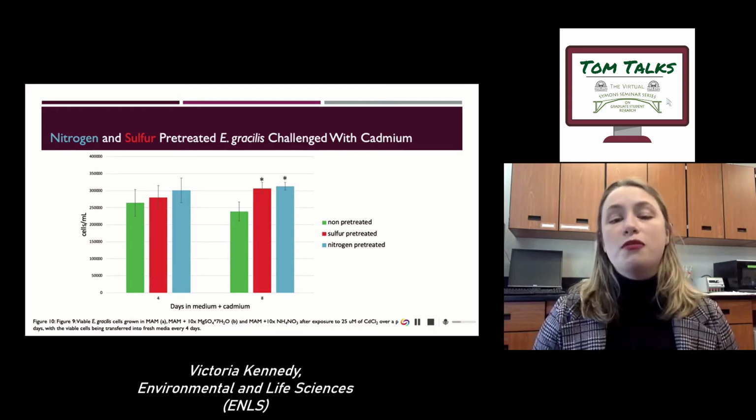Once the pretreatment was picked and completed, I exposed all the cells to cadmium. So I exposed non-pretreated, sulfur pretreated, and nitrogen pretreated cells to cadmium and assessed the concentration of viable living cells that were in the culture.